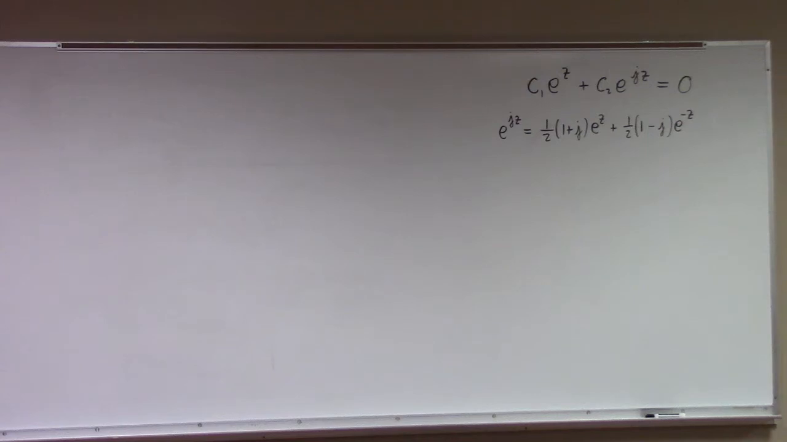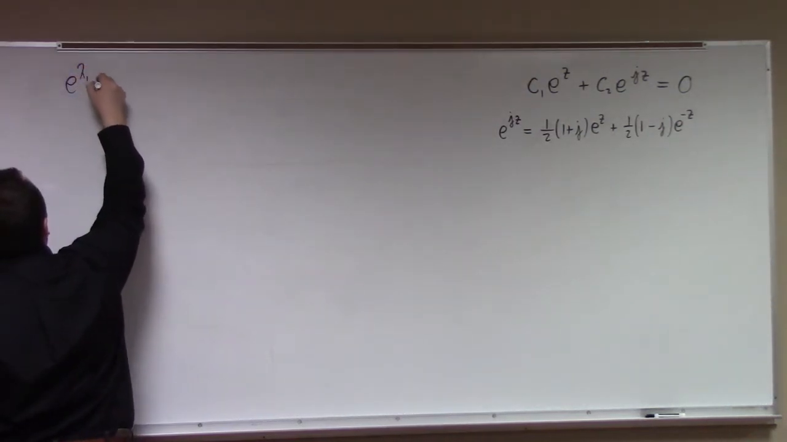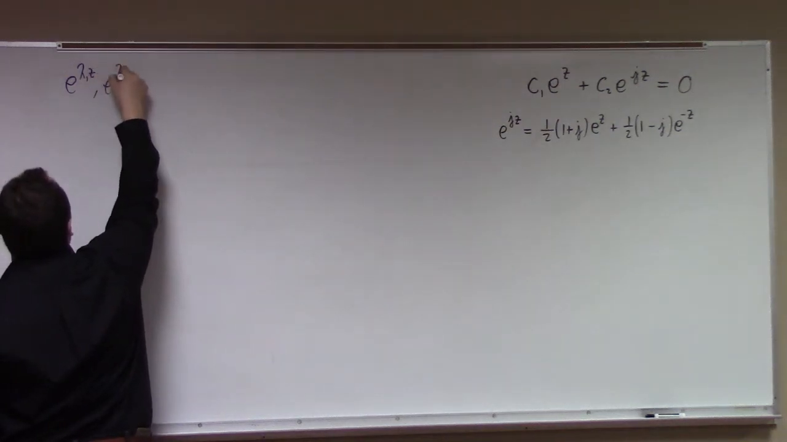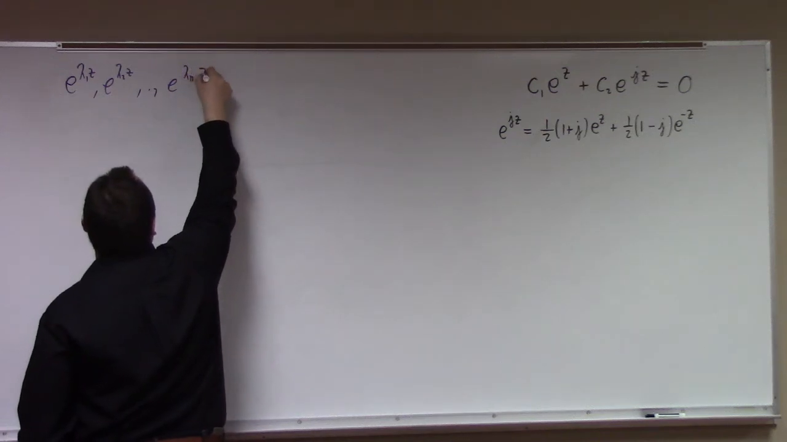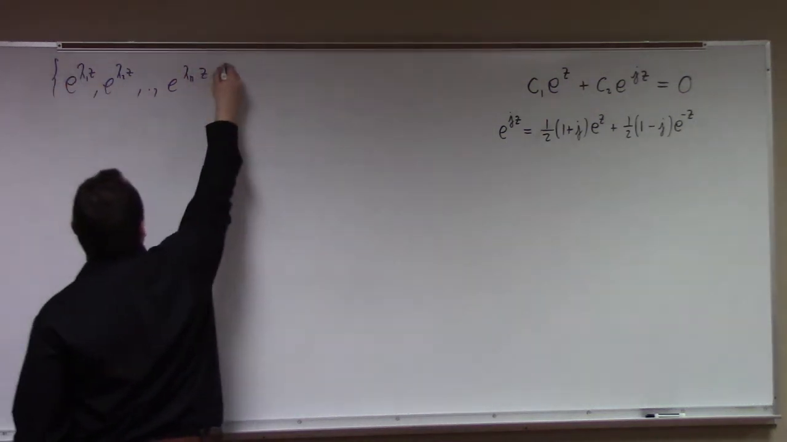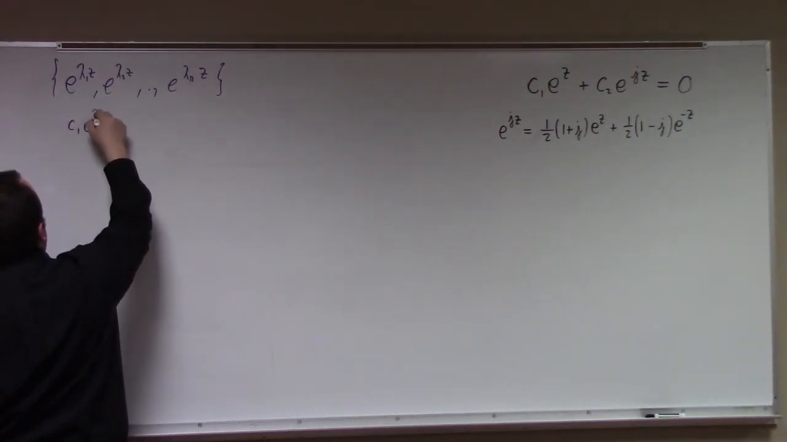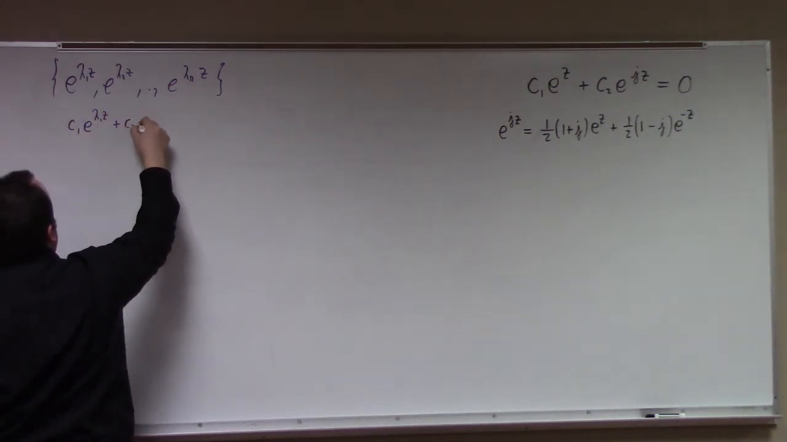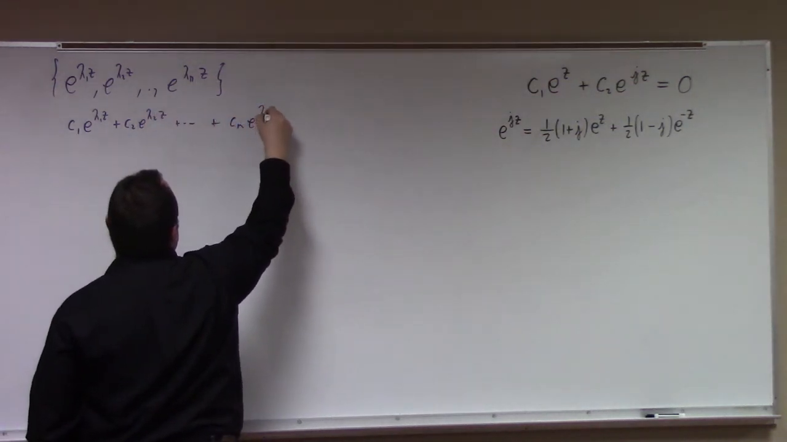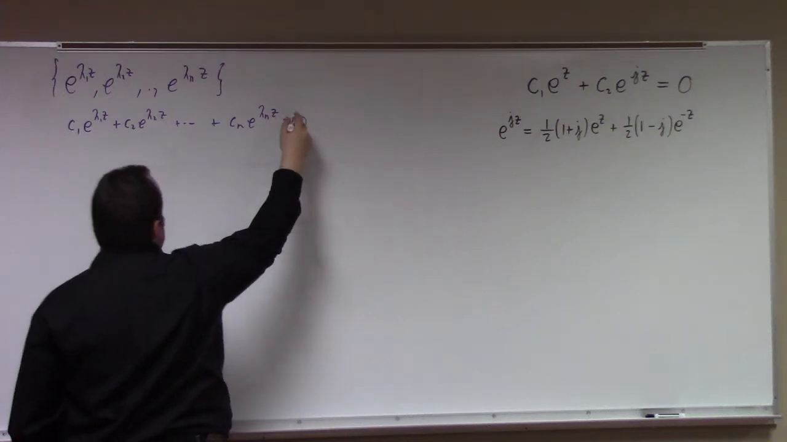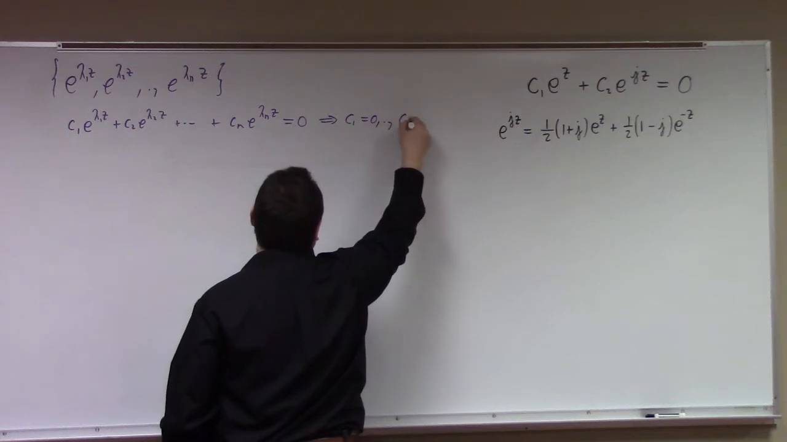So check this out. Consider e to the lambda 1 z, e to the lambda 2 z, through e to the lambda n z, right? I want those to be linearly independent. What do I need? Well, I need c1 e to the lambda 1 z plus c2 e to the lambda 2 z, through cn e to the lambda n z equal to 0, to imply that all the constants are 0, right?